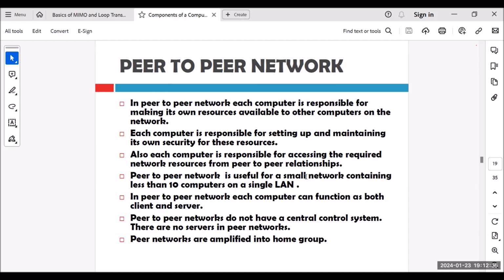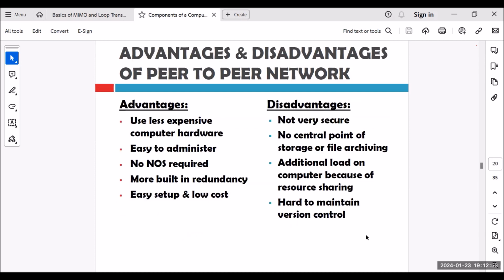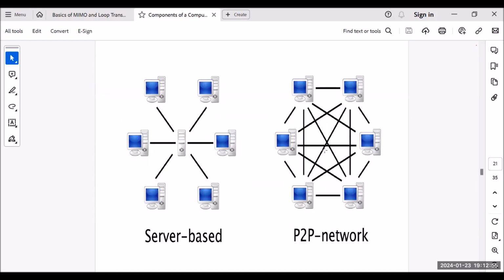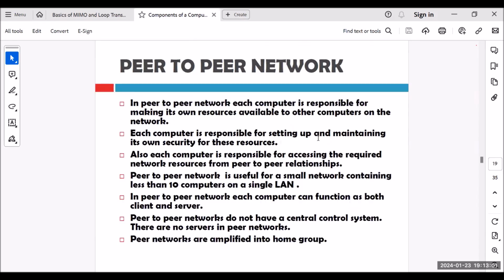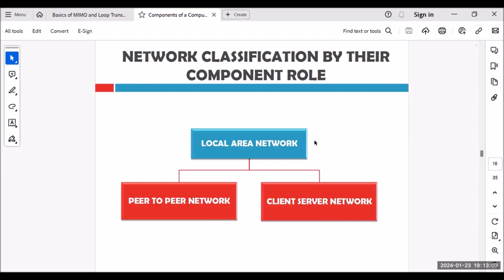Peer-to-peer network is useful for a small network containing less than 10 computers on a single LAN. In a peer-to-peer network, each computer can function as both client and server. Peer-to-peer networks do not have a central control system. There are no servers in a peer network, and peer networks are implemented as homegroups, right? So you can see this is the peer-to-peer network. We have computers that are interconnected to each other, and we will shortly see how this is different from a client-server network.